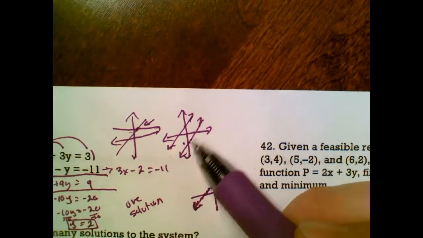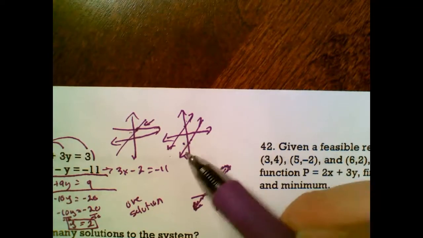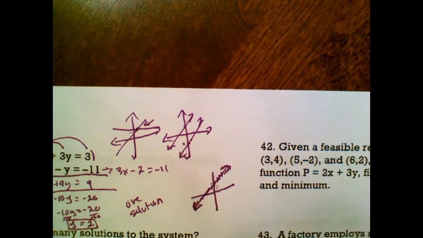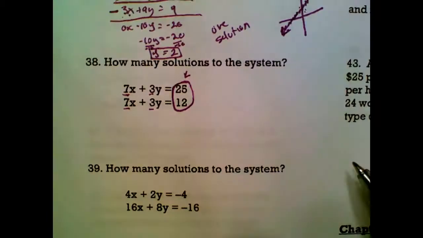So we're talking about a situation like this, where we have two parallel lines, but with different y-intercepts. And because they're different y-intercepts, they'll never cross. And if they never cross, we will have no solutions.